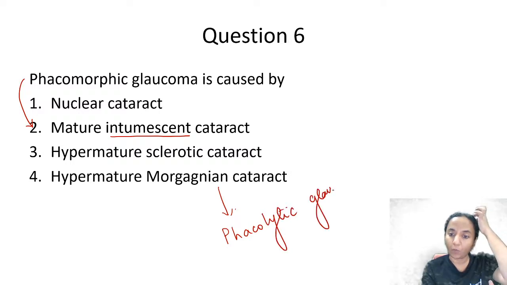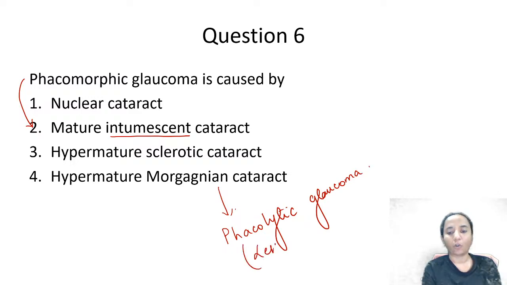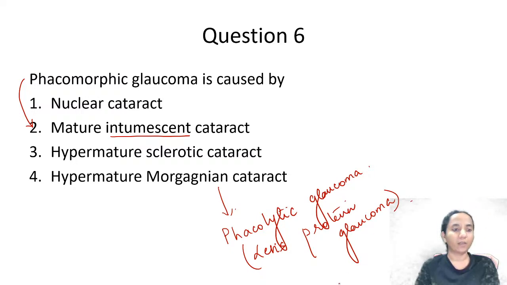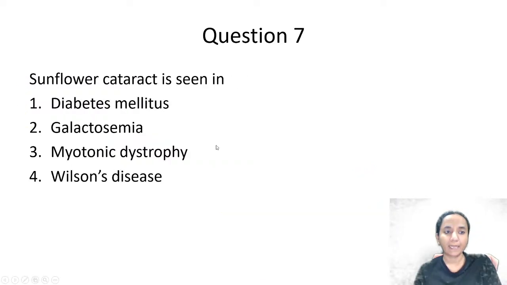And also remember, what is the other name for phacolytic glaucoma? The other name for phacolytic glaucoma is lens protein glaucoma, because in this the lens proteins leak out and block the pores of the trabecular meshwork. So see, phacomorphic glaucoma is caused by mature intumescent cataract; phacolytic glaucoma or lens protein glaucoma is caused by hypermature Morgagnian cataract. Very, very commonly asked questions.